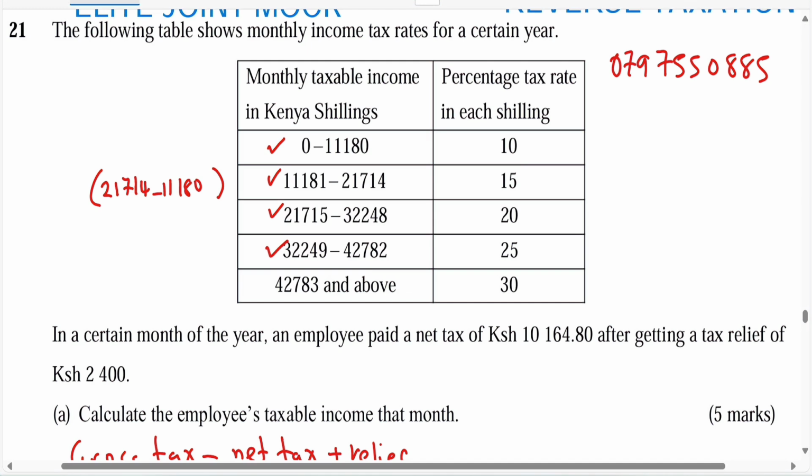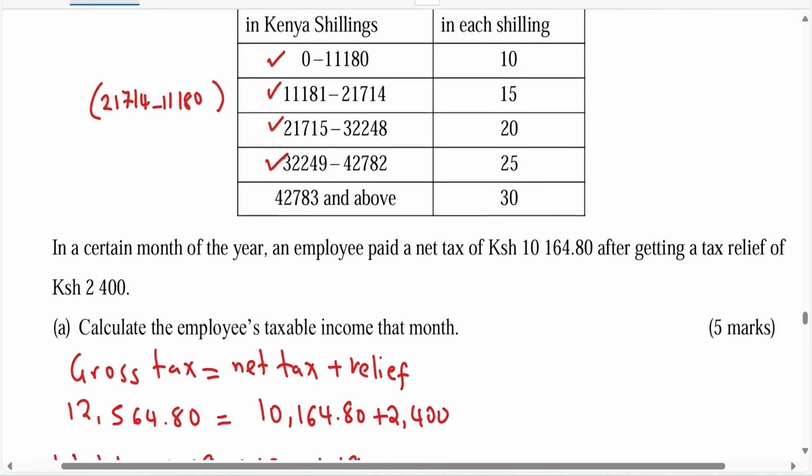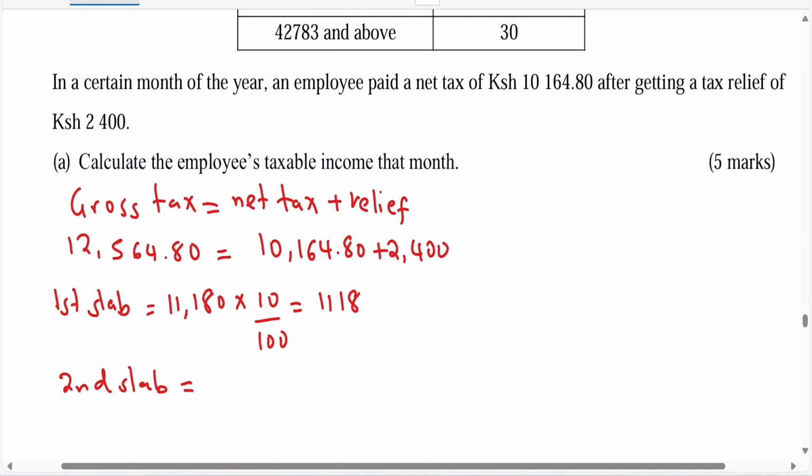11,180, and it gives you 10,534. Sawa. So 10,534, percentage yako katika hiyo second slab tumeambiwa ni 15%. Sawa. So hiyo times 15% which gives us 1,580.10. Our third slab.